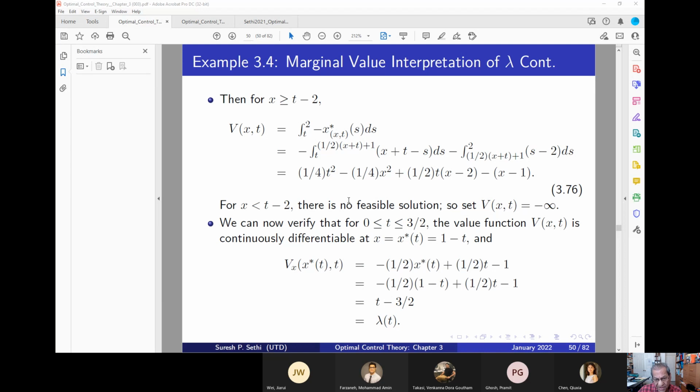So now we can verify that for 0 ≤ t < 3/2, the value function is given by this quantity. And I can take the derivative of that with respect to x. And the derivative gives me exactly t minus 3/2, which is exactly lambda t. So now you can see what lambda t is.